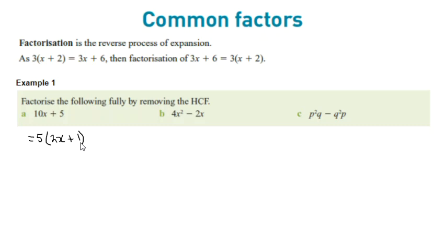And just remember, we can check our answer by timesing it out. We can say, well, 5 times 2x is 10x. 5 times 1 is plus 5. And that checks out with that.